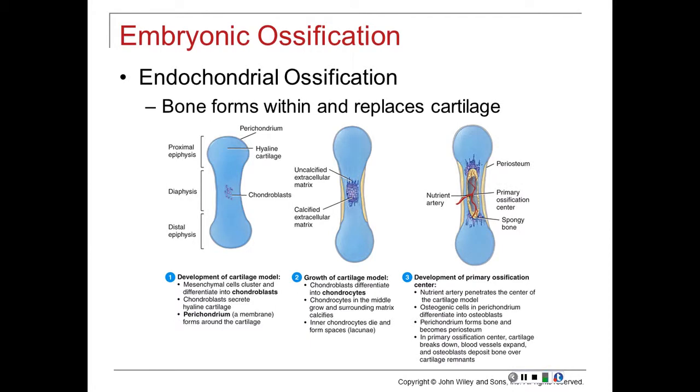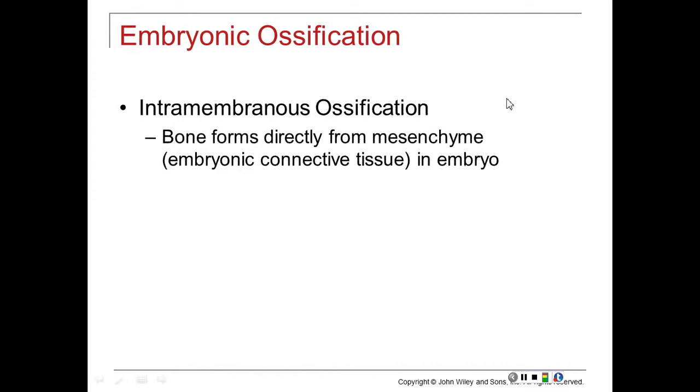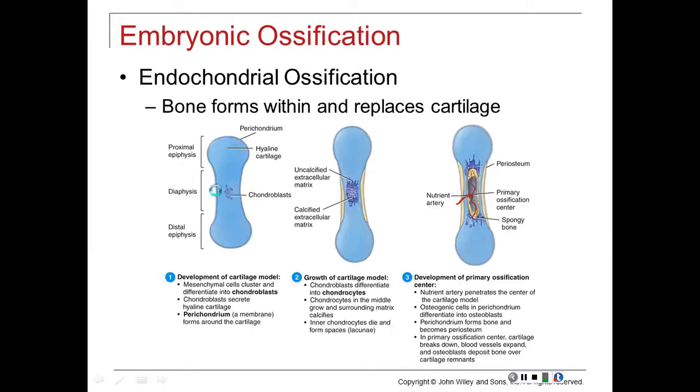This is not intramembranous ossification that we're looking at here. This is endochondral ossification. This is different. Instead of, let me just flip back for a second. Instead of the bone forming directly from the embryonic connective tissue, in this case, the bone is forming from cartilage. So you can see cartilage has been laid down. In this case, hyaline cartilage has been laid down.